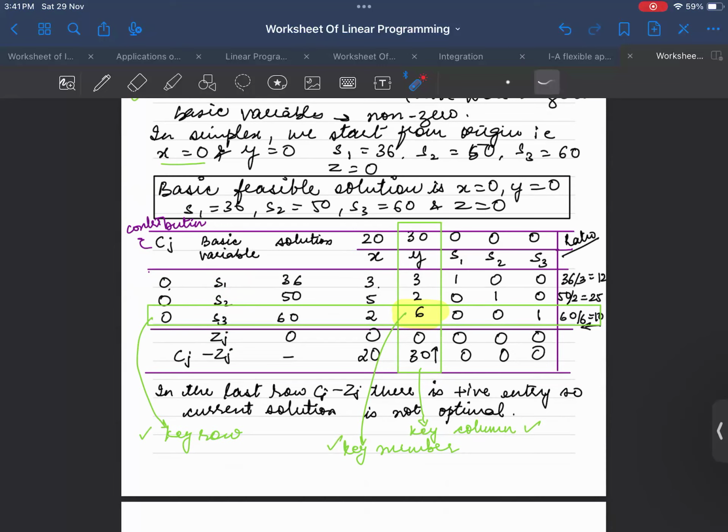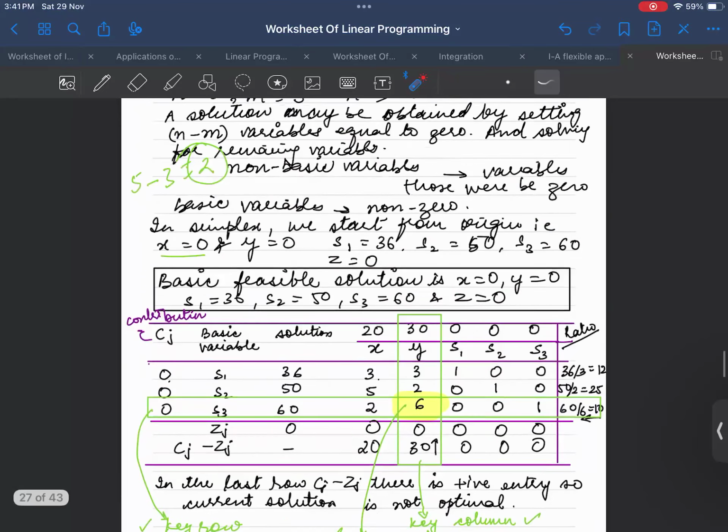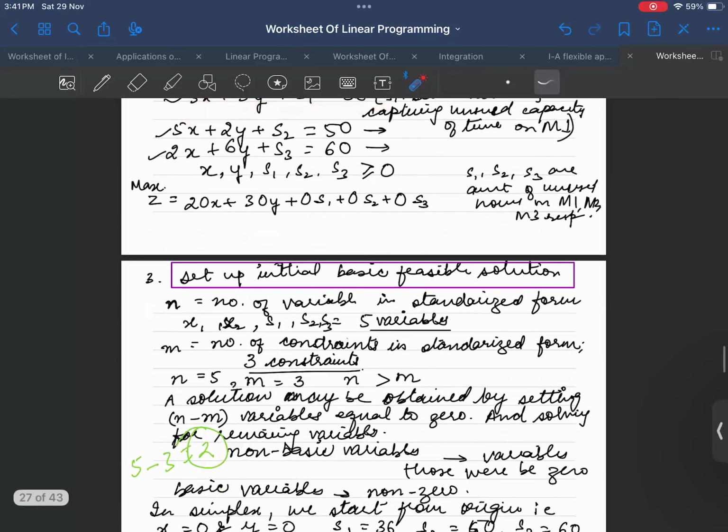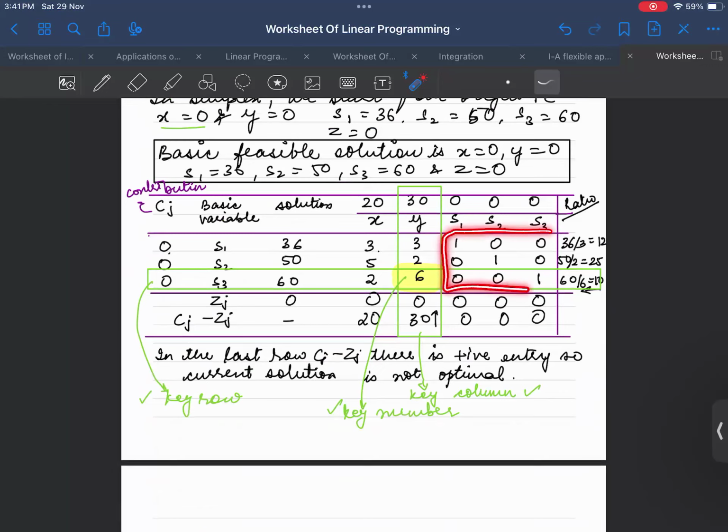Now we enter the solution in the table. That's why we have kept 0, 0, 0. The solution would be 3650, which we calculated by keeping two variables as 0. Then these are the coefficients: in the first equation 3, 3, 1, and S2 and S3 are 0. You will notice that this is a unitary matrix: 1, 1, 1.